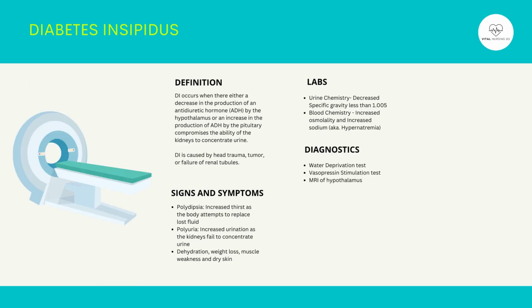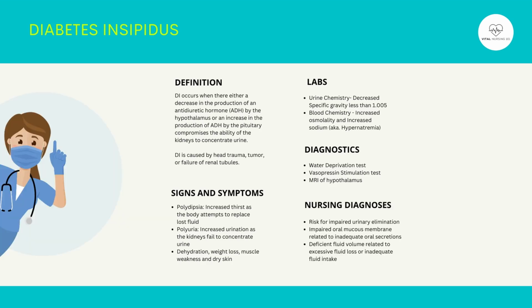Other diagnostic tests include the water deprivation test, vasopressin stimulation test, and MRI. The water deprivation test is used to determine the ability of the renal tubule to concentrate urine. The patient is positive for diabetes insipidus if after fluid is restricted, there is no change in urine formation.